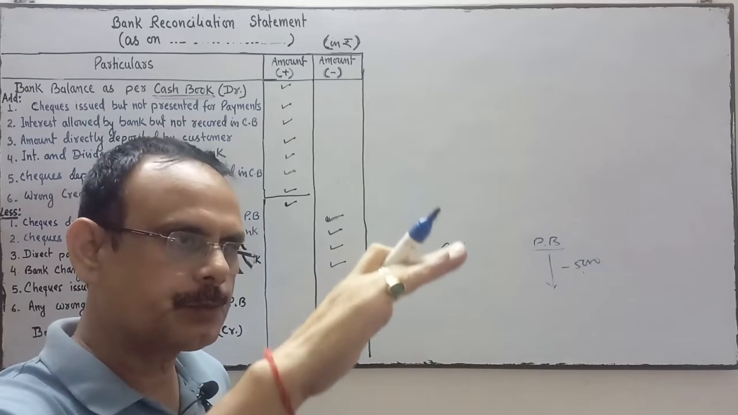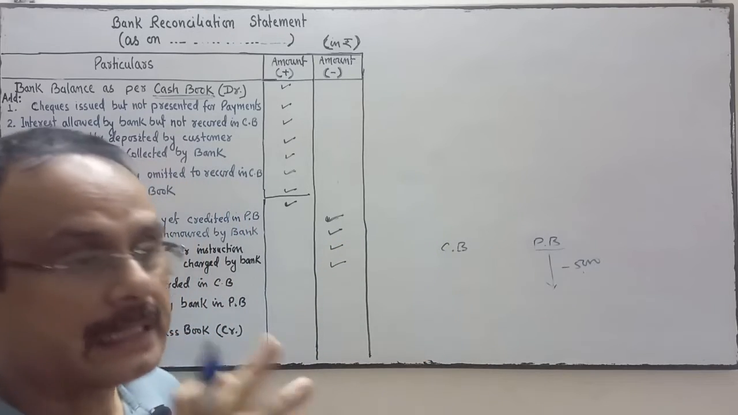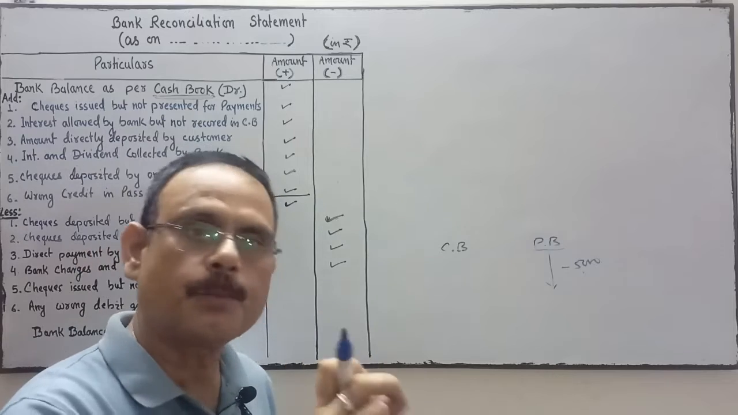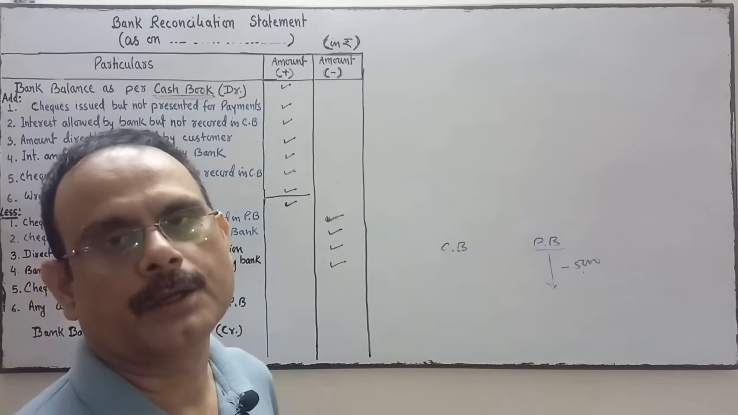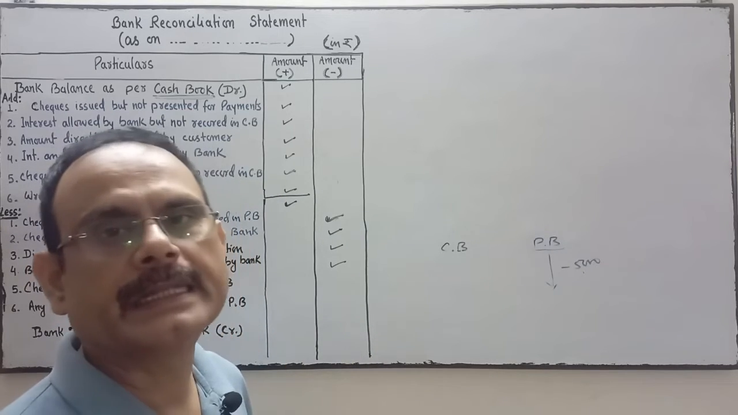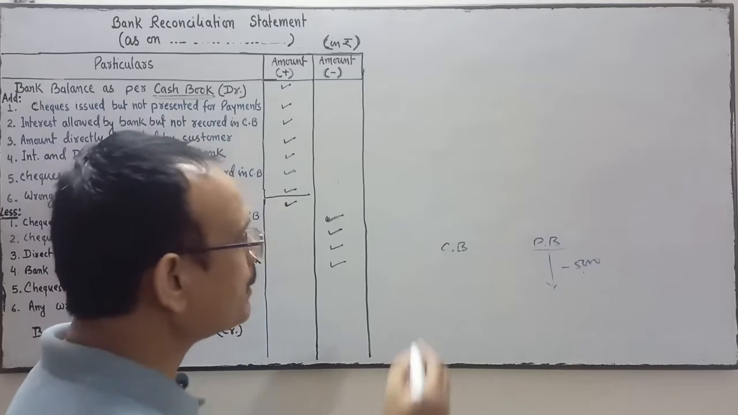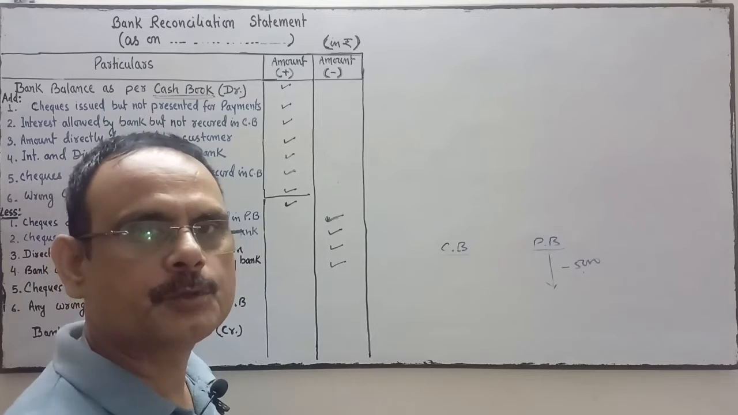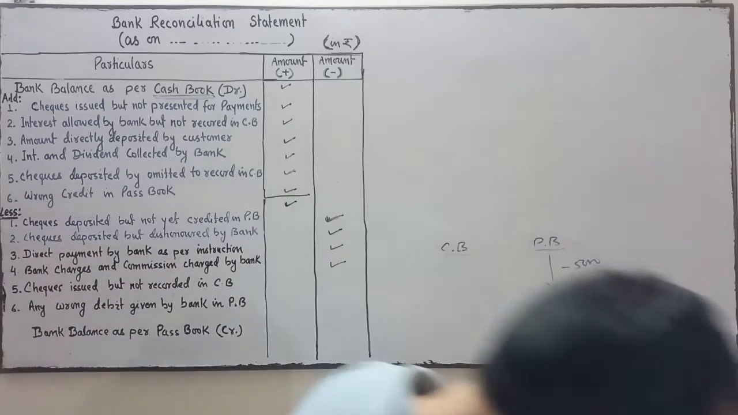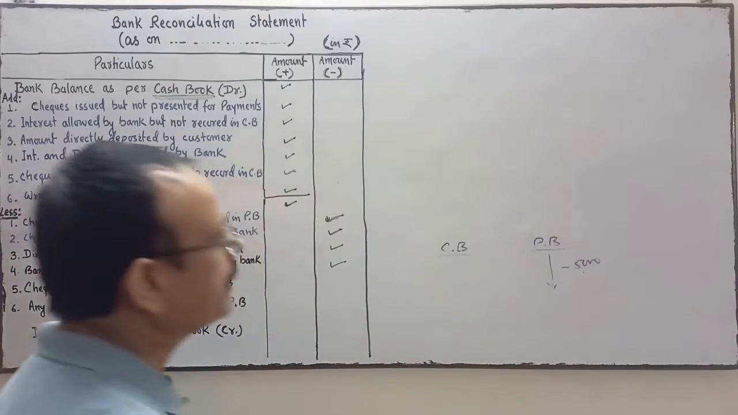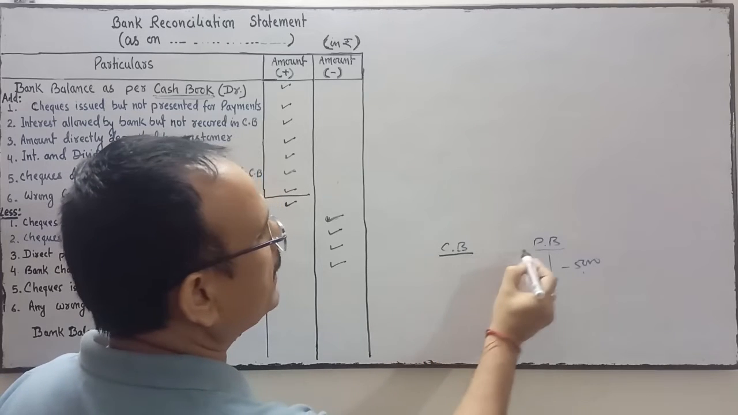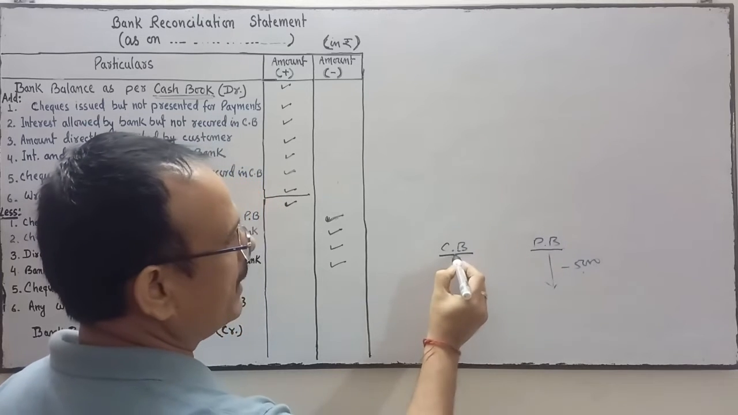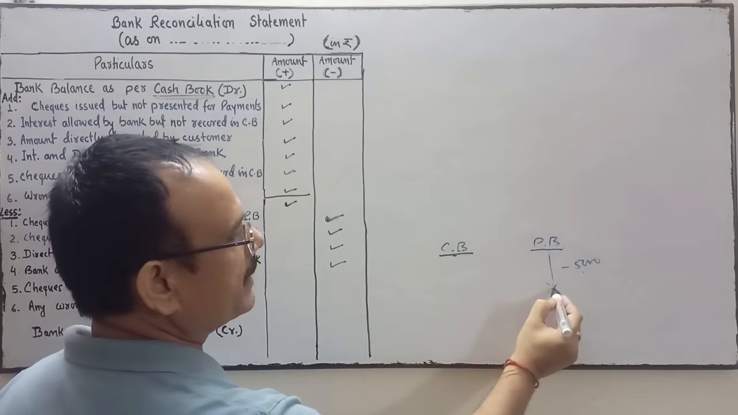So passbook balance will decrease by rupees 5,000, but that check which is issued by us, we omitted to record in the cash book by mistake. We have not recorded that entry in the cash book, so cash book balance is not reduced by that amount. Cash book balance is here and passbook balance is here.